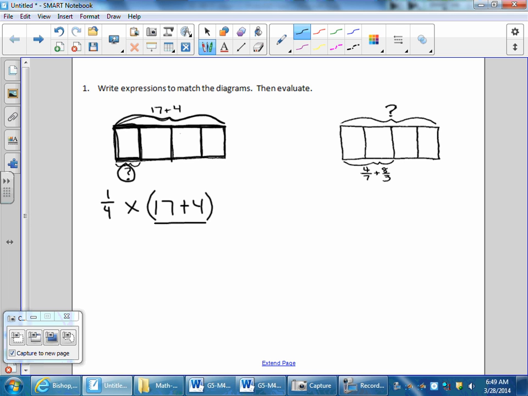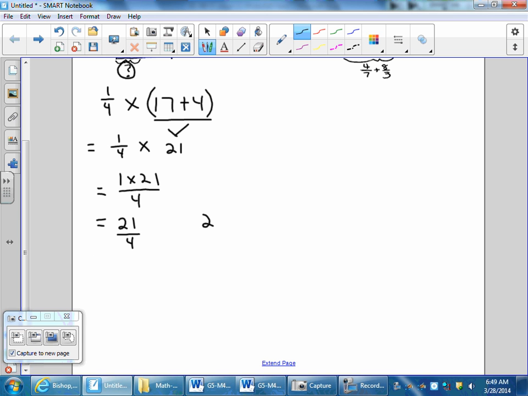Always do what's in the parentheses first. 17 plus 4 is 21. 1/4 times 21. Multiply my numerator times the whole number, divide by the denominator. 1 times 21 is 21. 21 divided by 4. You may need to do a standard algorithm, 21 divided by 4. If you cannot, do that mentally. It goes in 5 times with 1 left over. We get 5 and 1/4.